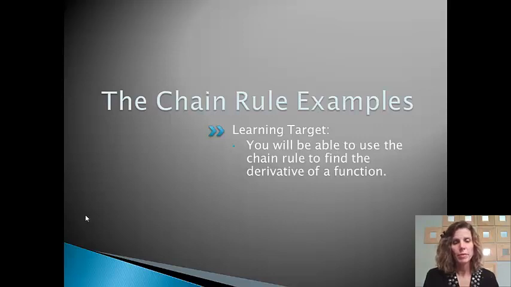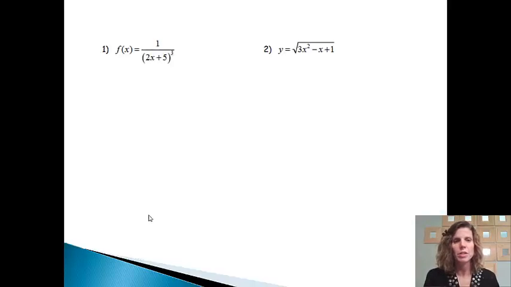Hopefully you've now watched my video of the chain rule explained. So now we're just going to do all sorts of examples. By the end of this lesson, you'll be able to find the derivative using the chain rule for all sorts of different functions. Okay, if you look at example 1, I have f of x equals 1 over the quantity 2x plus 5 raised to the third power.